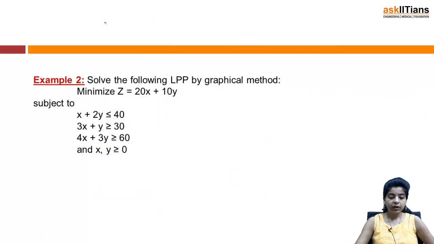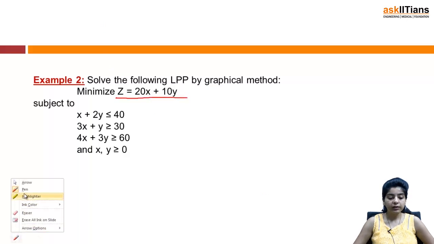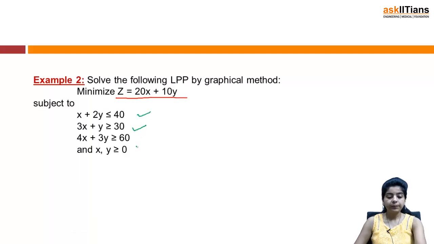Another example that we have is: solve the following LPP by graphical method. Minimize z equals 20x plus 10y, subject to x plus 2y is less than or equal to 40, 3x plus y is greater than or equal to 30, then 4x plus 3y is greater than or equal to 60, and x and y are greater than or equal to 0. Again, it is already in mathematical form, no need to convert it.